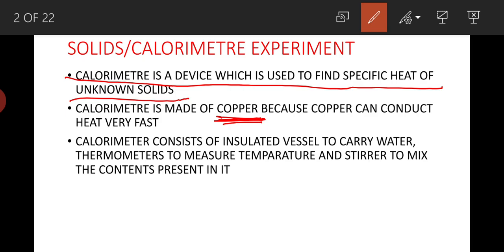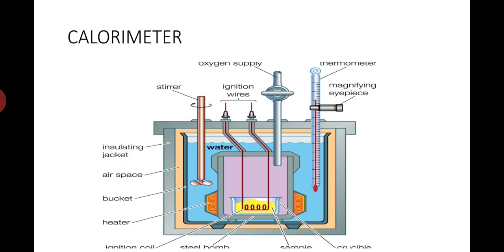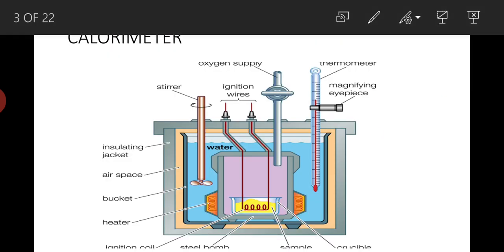And calorimeter consists of an insulated vessel to hold water, and it consists of a thermometer to record the temperature of the inside substance like water, lead shots, etc. It also consists of a stirrer to mix all the substance inside the calorimeter. So this is the image of a calorimeter.